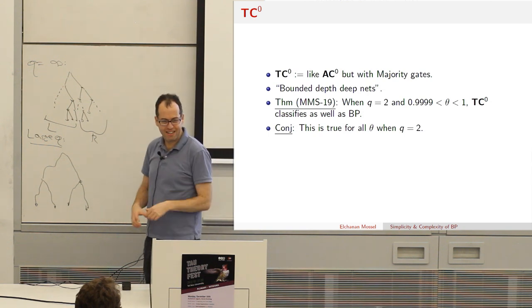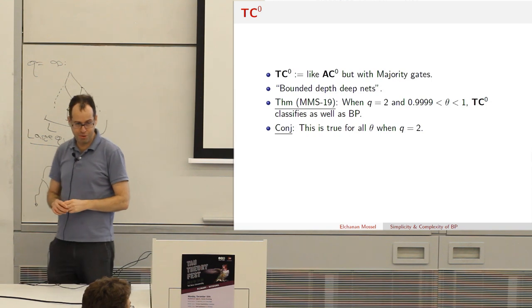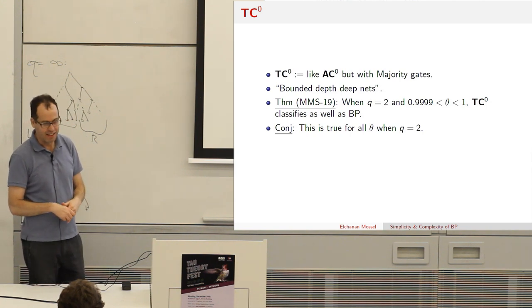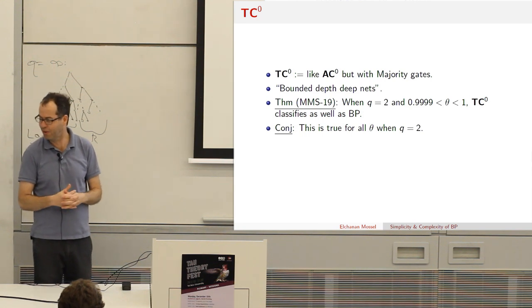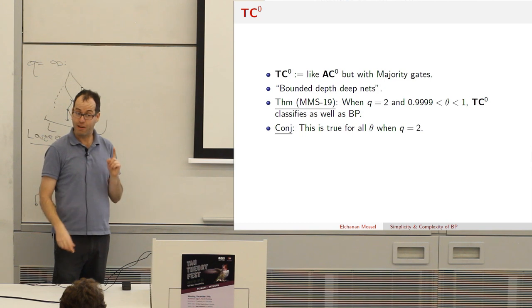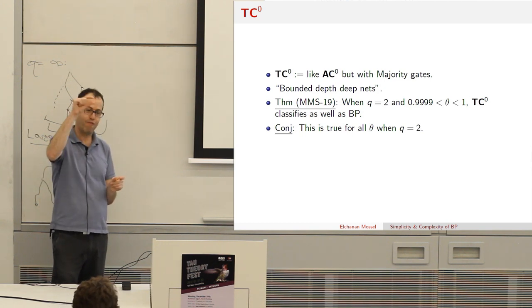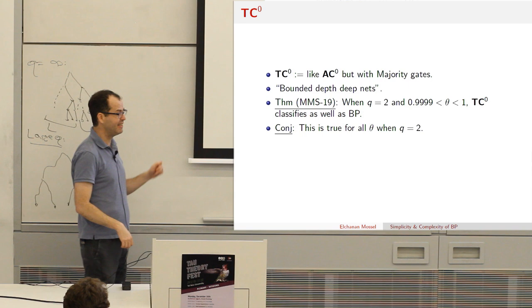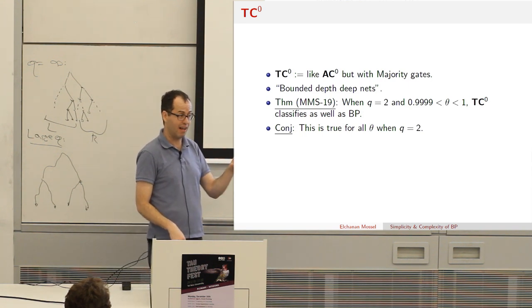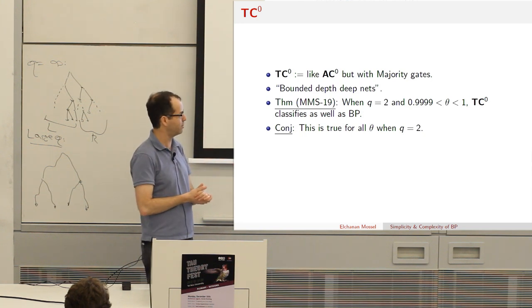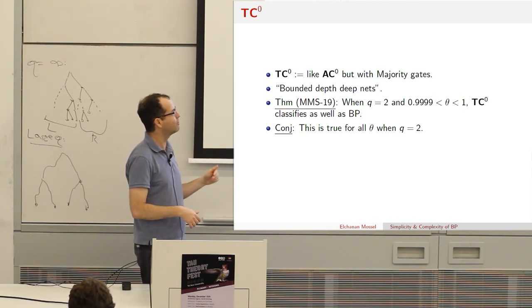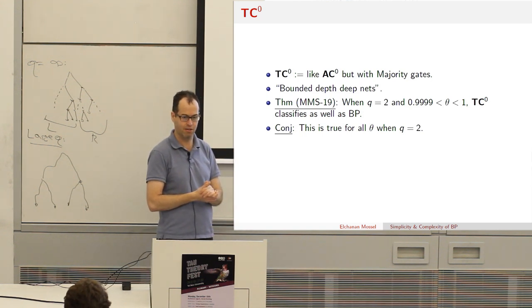And here, maybe an answer to Adin's question. When Q is equal to 2 in the linear theory and theta is large enough, but not 1, like theta is bigger than 0.9999, it's actually a function of D, but even for D equal 2, TC0 can classify as well as BP. By this I mean it's not only that it has the same phase transition, the accuracy of getting the right answer on average is the same. So in the linear theory case, where Q is equal to 2, there's some indication that the class TC0, which is a bounded depth class but with majority gates, can do as well as BP. Now, a conjecture in the paper, based on previous conjectures that come into the proof, is that this is true for all theta when Q is equal to 2 in the linear theory case.